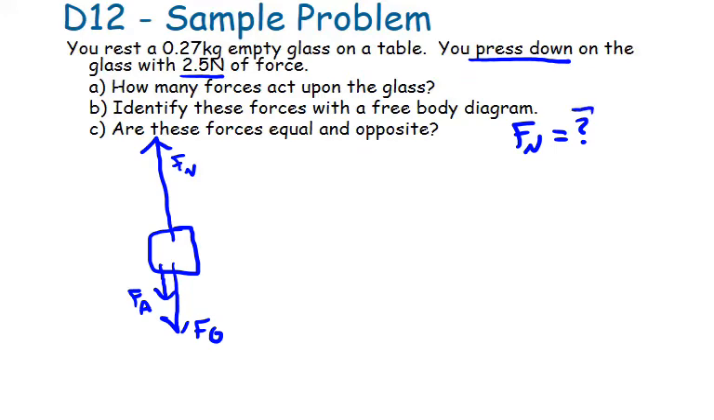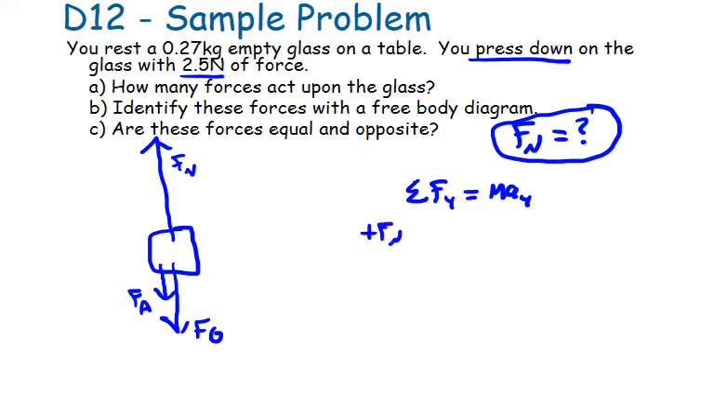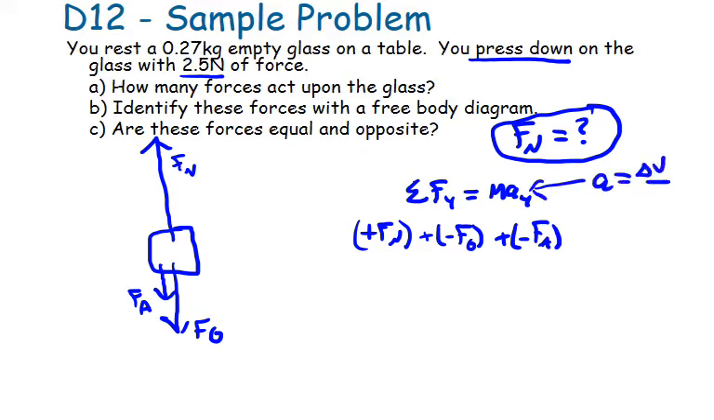So now what we're going to do is determine what the normal force is. If we set up the sum of the forces in the y equals m a_y, we have the positive normal force plus the negative force of gravity plus the negative force applied. And remember, acceleration is the change in velocity. There's no change in velocity, so that comes out to be 0. And we know what the force applied is, m g for acceleration due to gravity, negative 2.5 newtons.